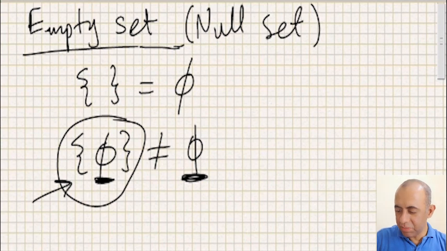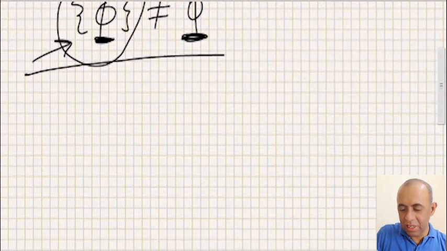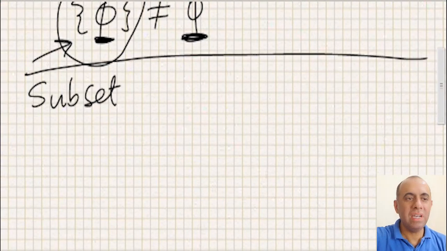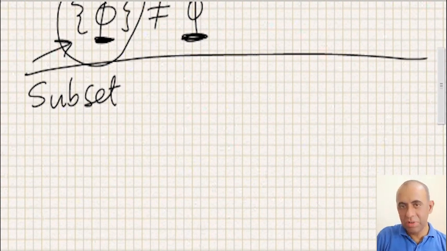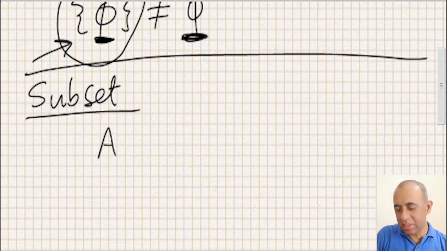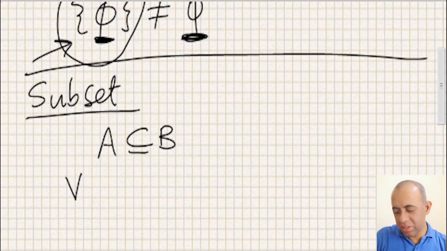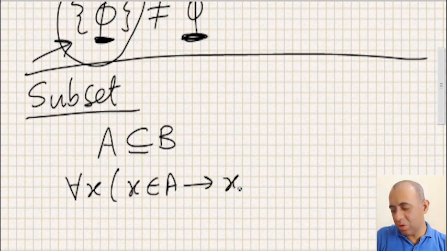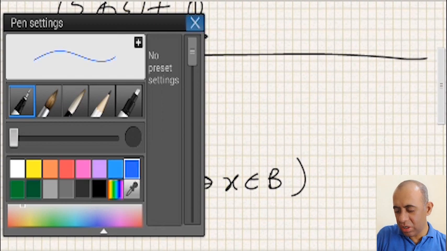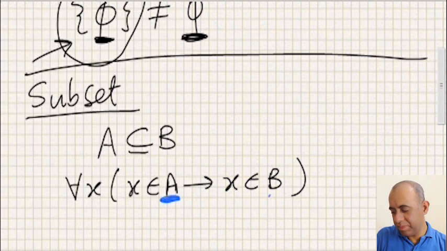Then we have something that we call the subset of a set. So subset of a set is, for example, we say that A is a subset of B. It is just to specify for all x, if x belongs to A, then x also belongs to B. This imposes a condition on A and not B, right?